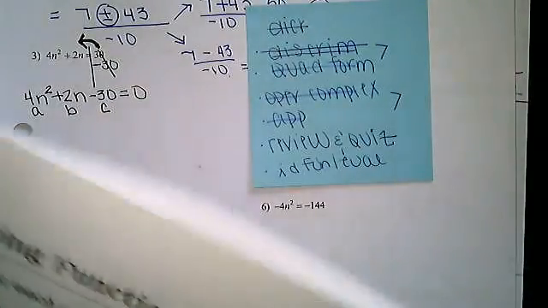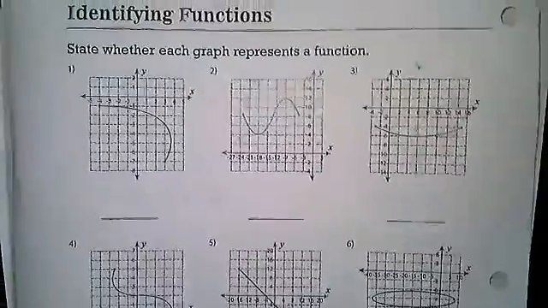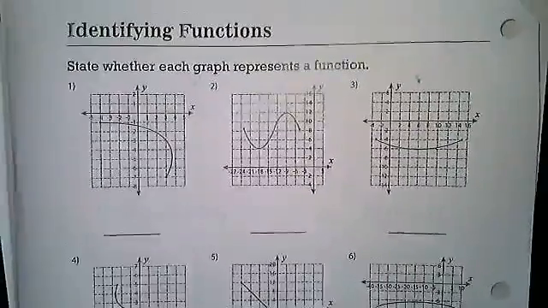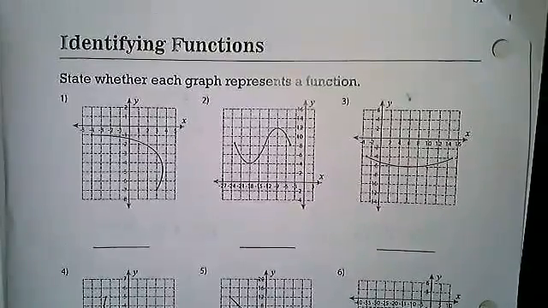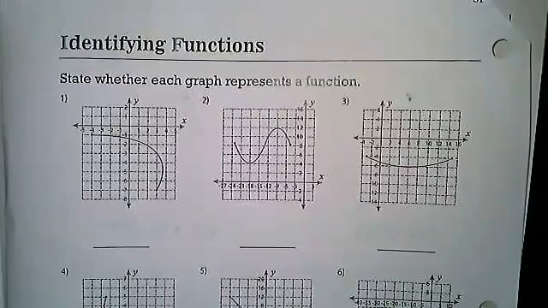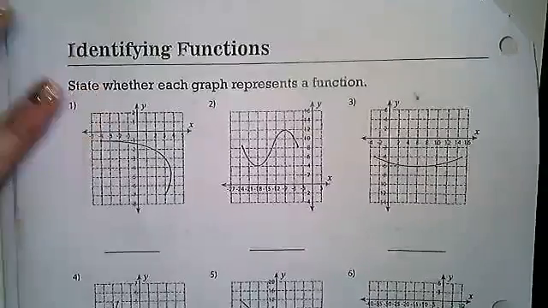We also talk about identifying functions from graphs, and there's a couple practice sheets on here. We call them functions if they pass the vertical line test. A relation is considered a function if it passes the vertical line test. And what does that really mean? That just means if I draw a vertical line through any point on my shape, if it crosses through just one time at any given X value, it's a function.